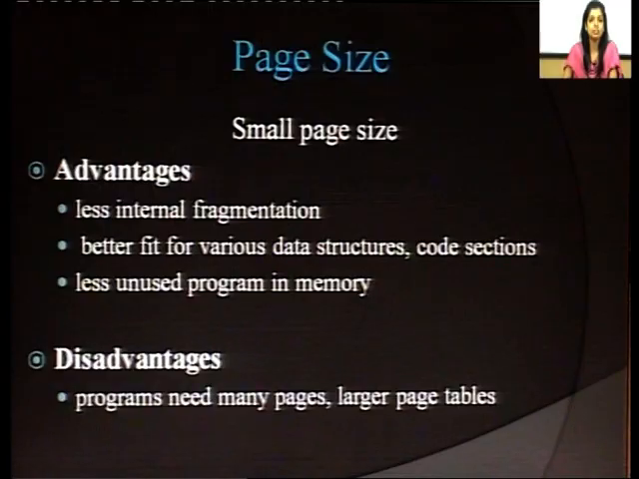Now, what is the advantage of small page size? First is less internal fragmentation. Second is a better fit for various data structures and code sections. Less unused program in memory. The disadvantages are that many pages are needed, and large page tables are required to manage the number of pages in memory. We require a page table to keep a record of the pages coming in and out of main memory.